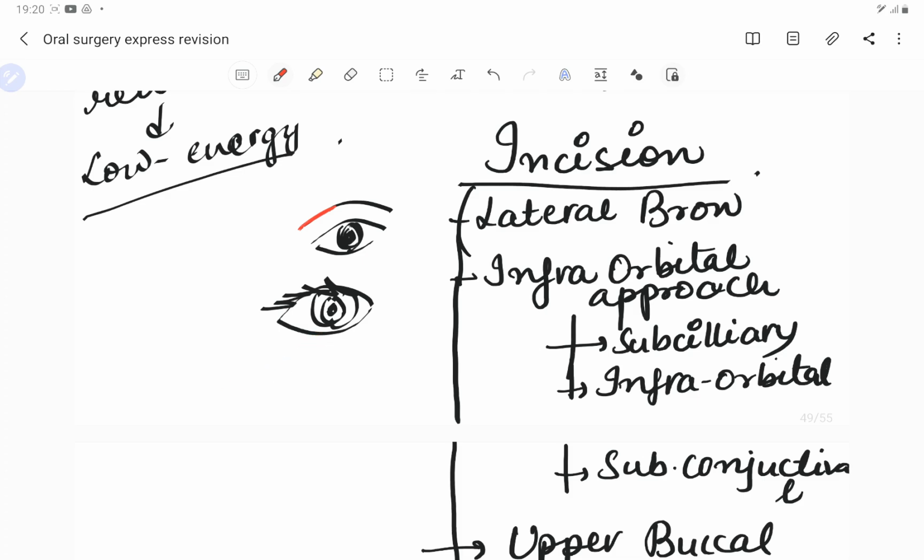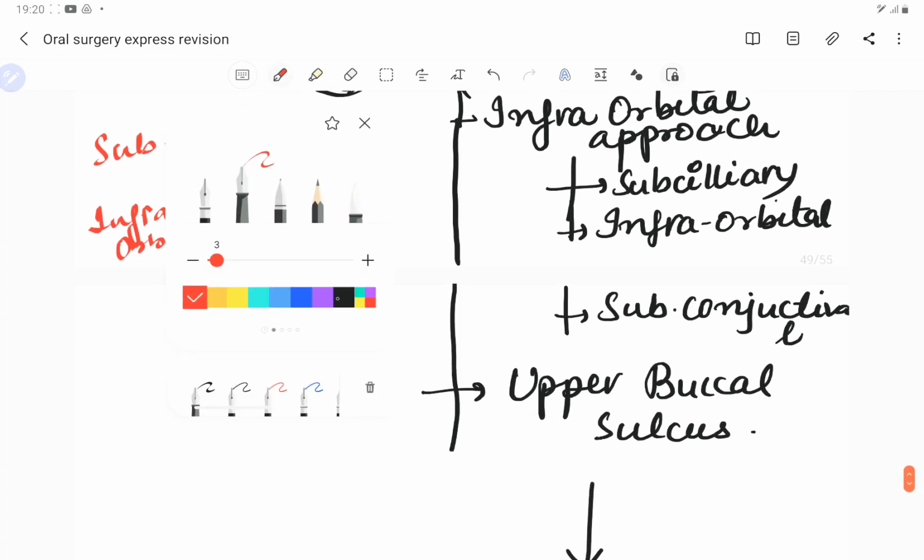So infraorbital approach means we are going beneath the eye. Infra means beneath, orbit means eye. So the first approach is the subciliary approach. In the subciliary approach, we just immediately go behind the lower eyelid, in the crease of the eye. So this is the subciliary approach. Then we have the infraorbital rim approach, and then one more approach is there, subconjunctival.